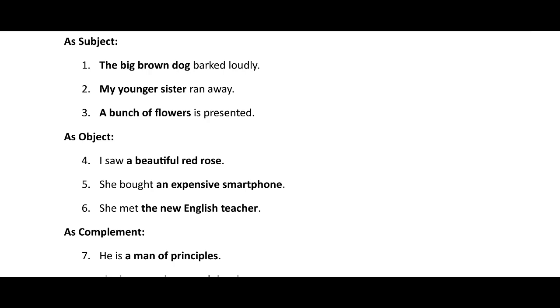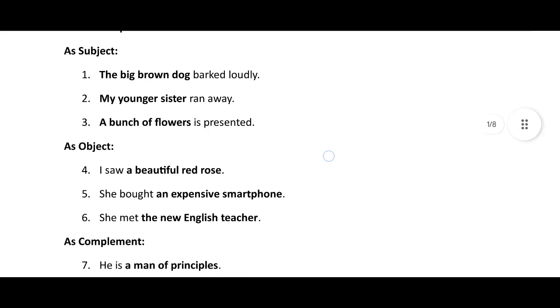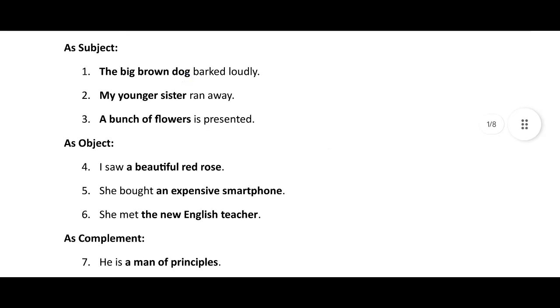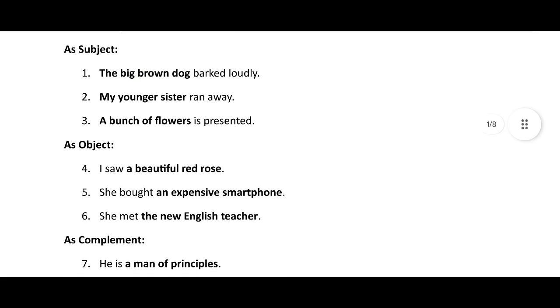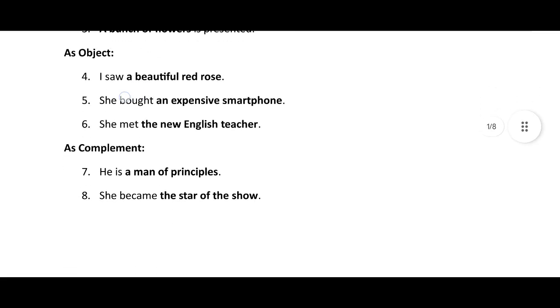The big brown dog barked loudly. Here I am talking about a dog with some qualities. It is big, it is brown. So to convey the qualities, I used big brown. The big brown dog barked loudly. Here the big brown dog is a noun phrase used as a subject. In the same way, my younger sister ran away. A bunch of flowers is presented.